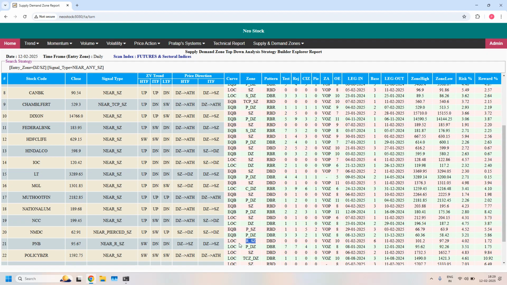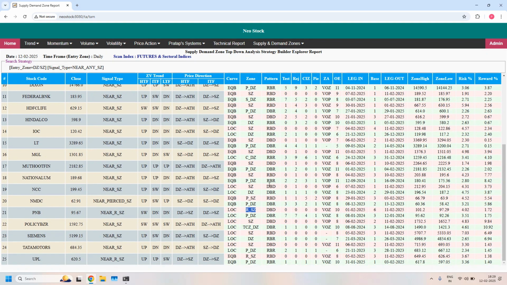Punjab National Bank is having a daily high liquidity supply zone. And UPL is having a daily high liquidity supply zone. So total 5 high liquidity daily supply zones we identified from this list. Okay, next.